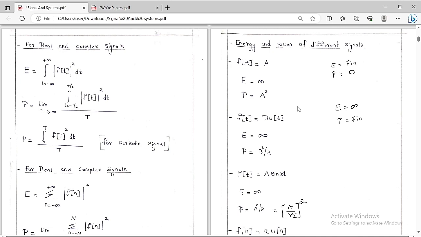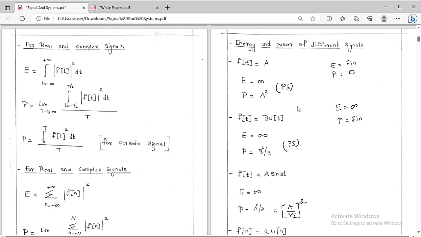Energy is equal to infinity and power is equal to finite. So it is going to satisfy this condition. Second case, energy is equal to infinity and power is equal to finite. So therefore we can say this is the power signal. Let's go for the second case. f of t is equal to b into u of t, where energy is equal to infinity and power is equal to finite. So this is also a power signal.